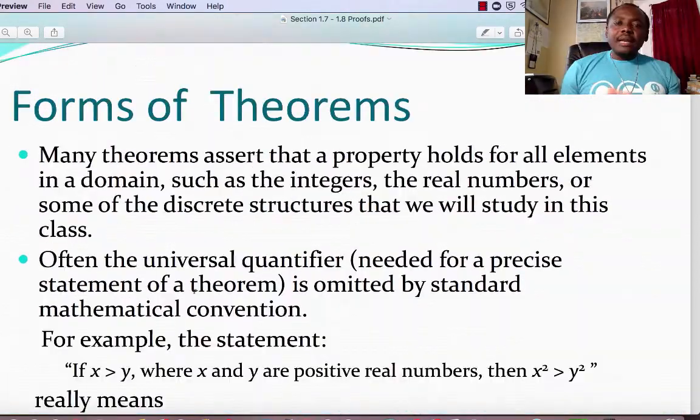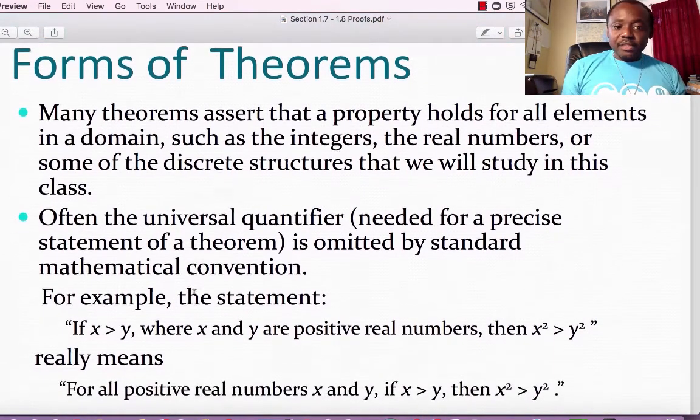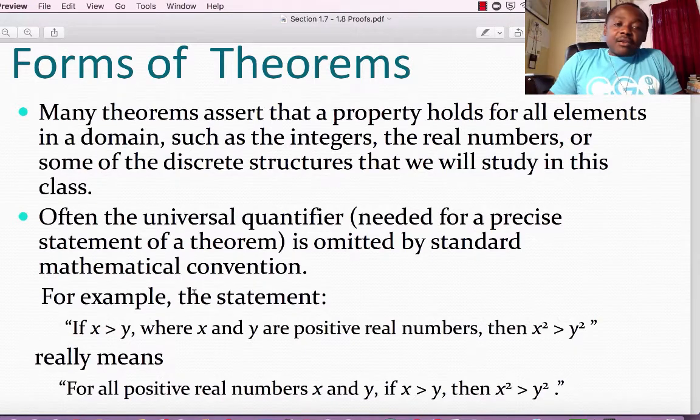Okay, let's move on. Let's look at some forms of theorems. Many theorems assert that a property holds for all elements in the domain, universal. Remember the universal quantifier? So the theorem asserts that there is a certain property which holds for every element in the domain. And very often the domain would be the set of real numbers. At times it could be the set of integers or some of the discrete structures that we would study in this class. This is discrete methods, discrete math. So often the universal quantifier is omitted by standard mathematical convention.